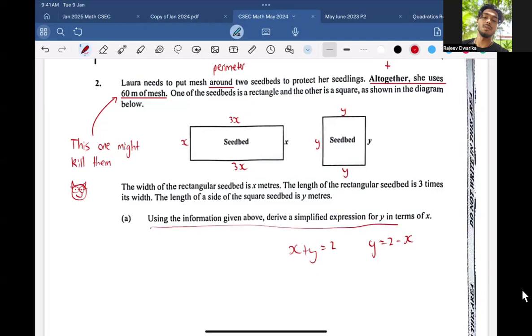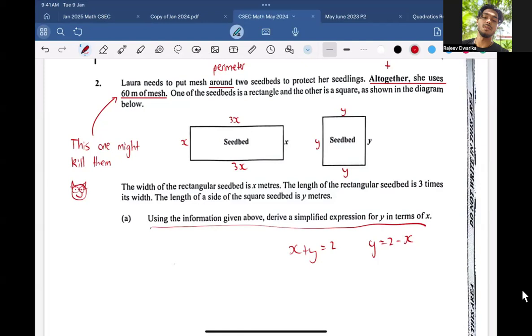Because read the question again. Using the information given above, derive a simplified expression for y in terms of x. So when they say y in terms of x, they're really asking you, y is equal to what? x. That's what they're asking. You catch what I'm saying? Okay.